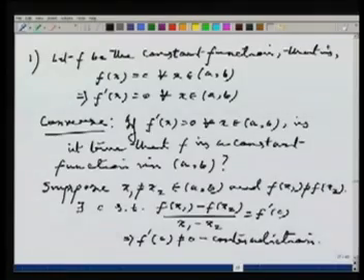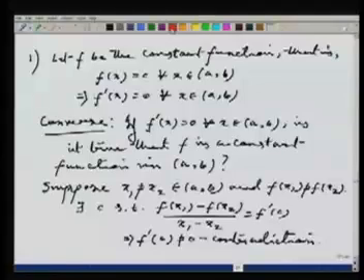This implies the function must be a constant function, that is, take any two x1 and x2, f(x1) has to be equal to f(x2). That is what we mean by saying that f is a constant function. But notice here that we need the condition that the derivative of the function vanishes everywhere in the interval.